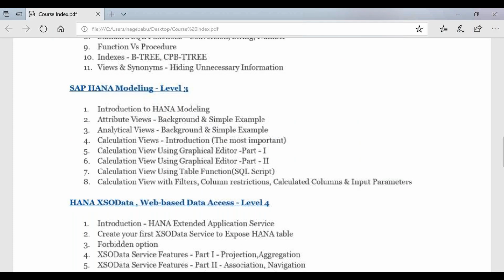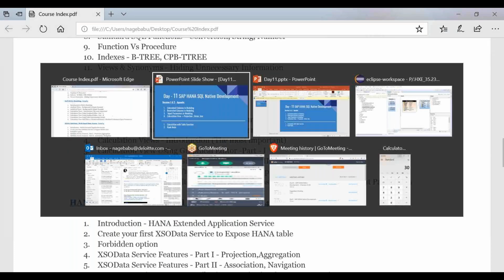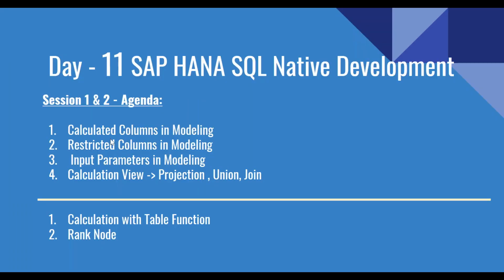So far we have given the introduction, and we have seen a couple of examples on both analytical and attribute views, and today we'll cover this entire part. Basically, the first 3 points will be quick. No need to worry. These are things that can be done initially. In the first session, I'll cover these first 3 parts and also calculation view. Once we are done with it, we'll move ahead with the calculation view with the table function, and also we'll see one example with the rank node in calculation view.